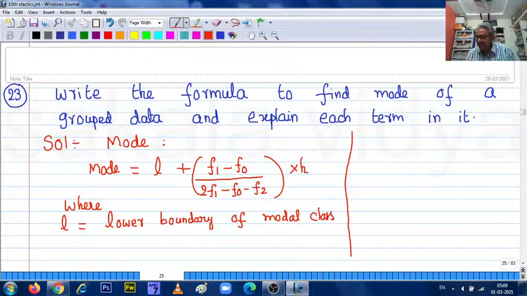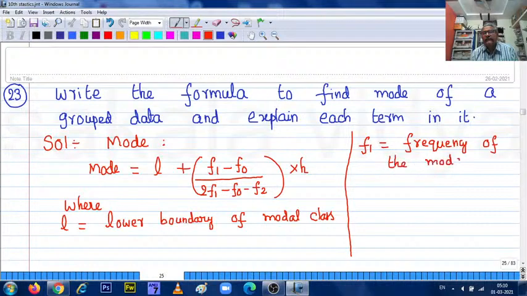This L stands for... no problem. Next here we need to write F1. We need to write F1, about F1. F1 is equal to frequency of the model class.